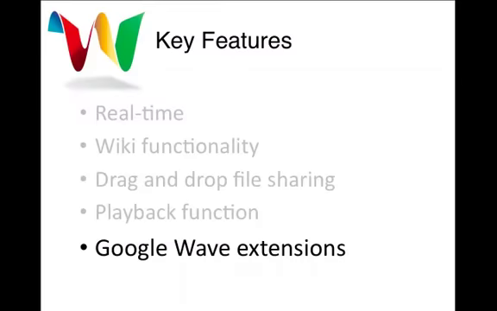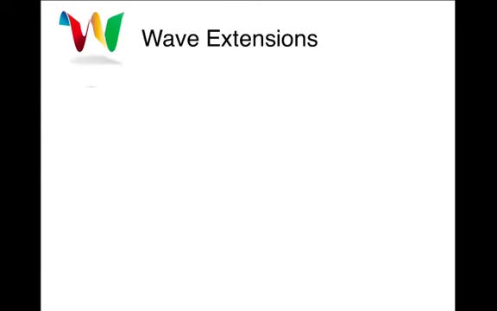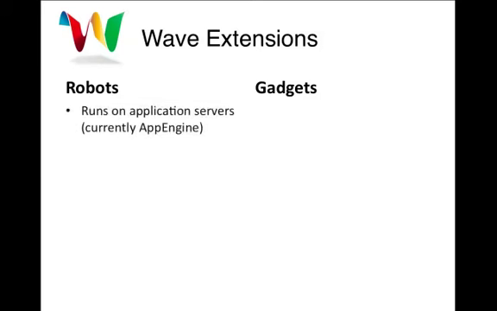So finally we come to the last feature in the list, and that is Google Wave Extensions. Google Wave Extensions augment the default functionality of Waves. There are 2 types, robots and gadgets. Robots are applications that can be added to Waves as automated Wave participants, and can automate certain tasks in a Wave. They run on application servers, but currently they run only on Google App Engine.